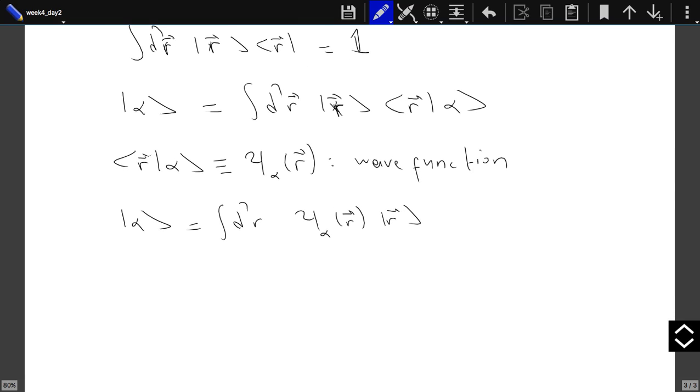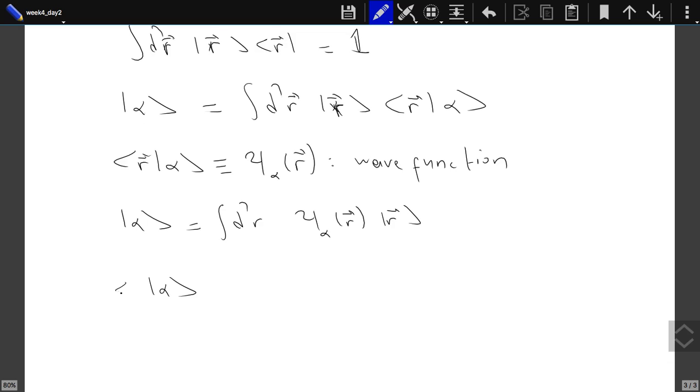Now let's look at the inner product of two states. You are probably more familiar with, did you work with the bra-ket notation before? Or are you more familiar with the wave function notation? Well, let's see some of the relations between the bra-ket notation and the wave function notation.